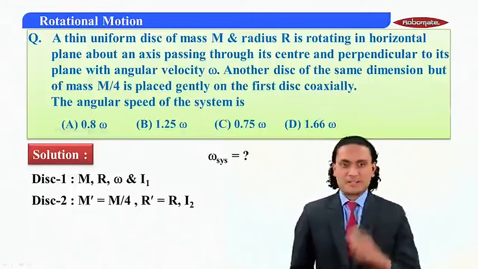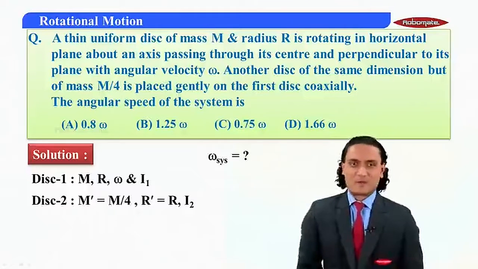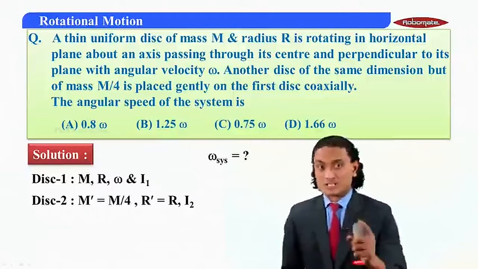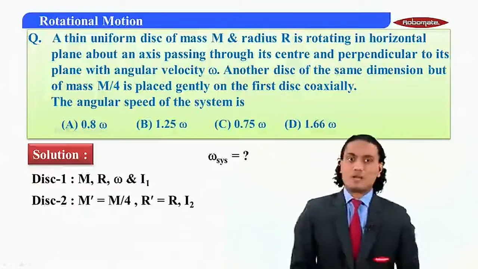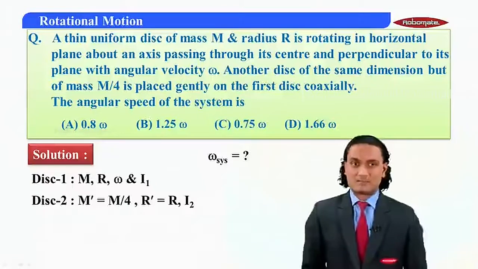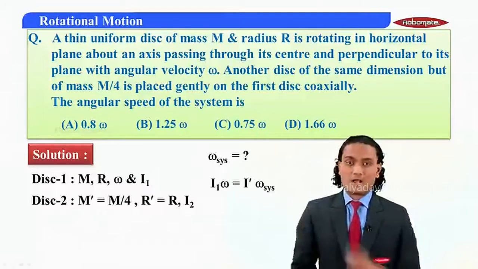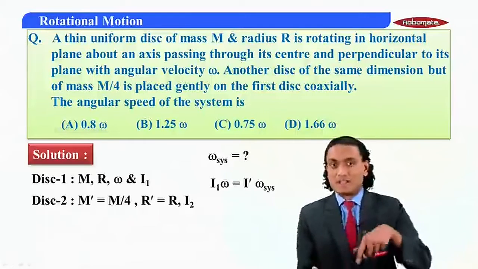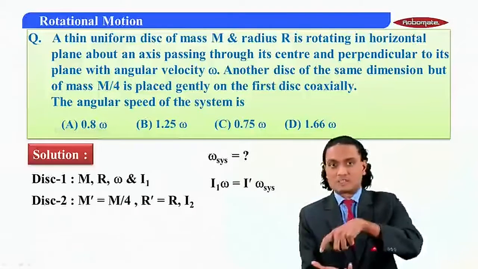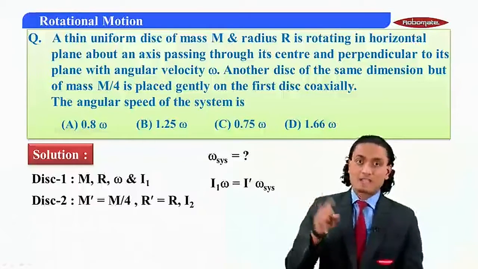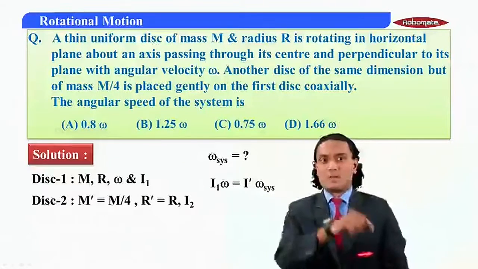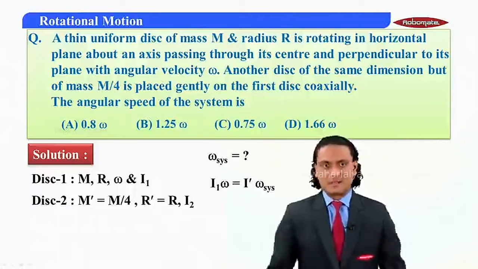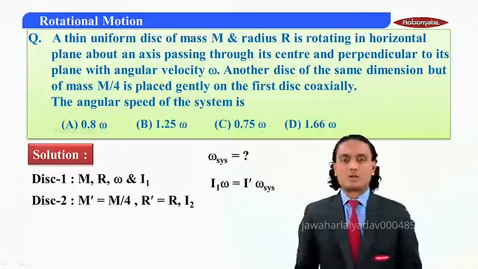Yes, the title of this module: conservation of angular momentum. Now here, nothing about the torque is mentioned, so the external torque acting on the system is 0. Then, the initial momentum of the system is equal to the final momentum. So I can write I1 omega equals I dash omega system. I1 omega is the initial angular momentum of the system. Initially, only one disk was there. Now, I dash omega system is the final angular momentum of the system. Alright, so I1 omega is initial, I dash omega system is final. So using this formula, I can find out what is omega system.